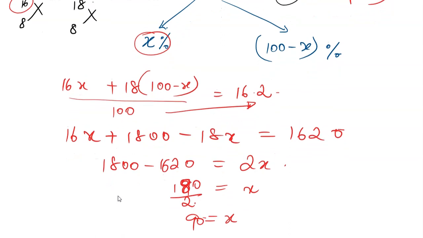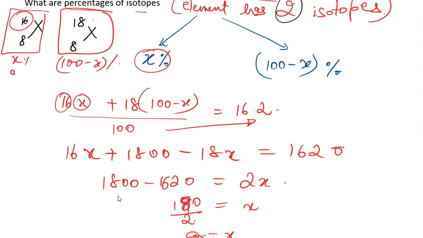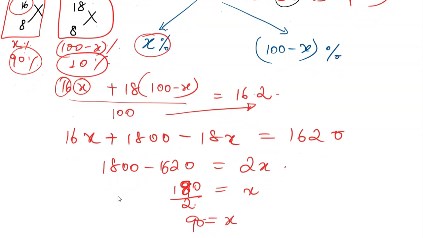That means the first isotope, where we took 16 into x, is x percent, and the other was 100 minus x percent. That means this is 90%, and the other one will be 100 minus 90, that is 10%. So 90% and 10% will be the answer. So we completed the entire unit, structure of atom.